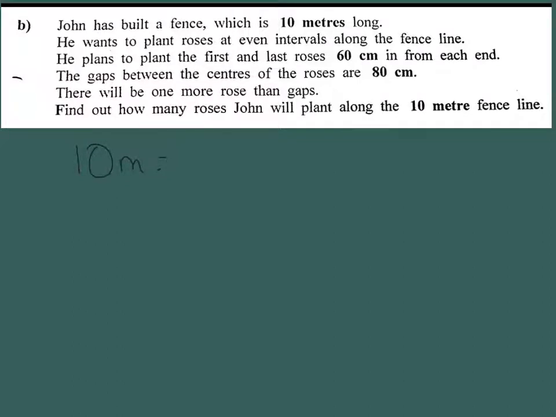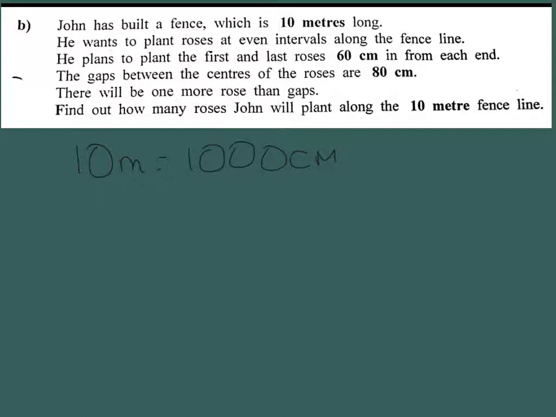Okay, in this particular question here, as we read through this, John has built a fence which is 10 metres long, etc., etc. I notice here that we've got something in metres, and then we're talking about centimetres further down. So the first thing I would actually do in this case here to make it easy is I would change metres to centimetres, and we know that 10 metres equals 1,000 centimetres. Just something I would do. I like to have all my units the same.